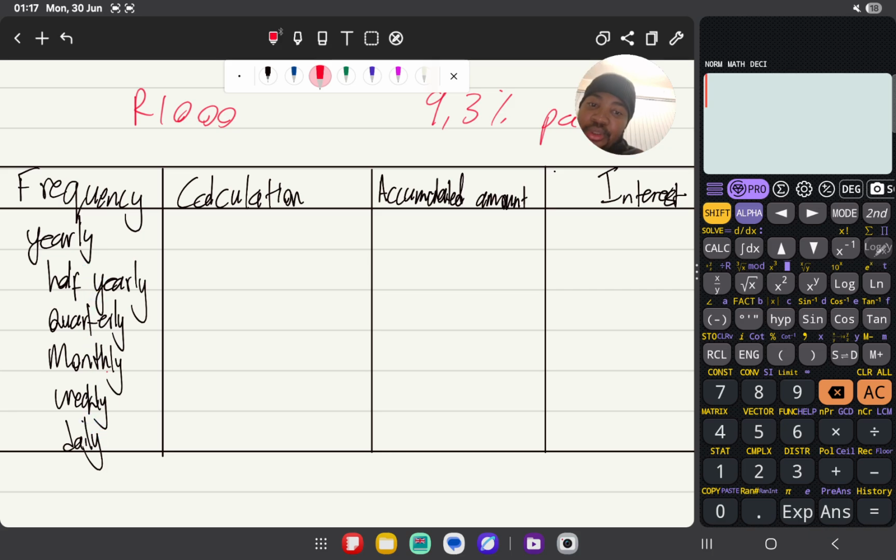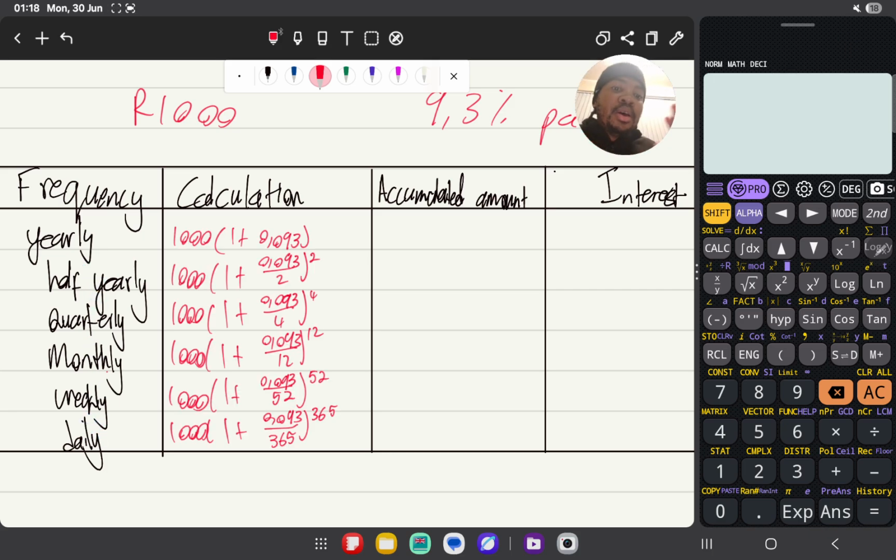So I'm going to quickly pause and fill it out. All right. This is how our calculation is going to be for all of these. You can see half yearly is 2, quarterly 4, monthly, and it goes like that. Then I'm going to pause the video again, put all these values in a calculator and write their answers here, so I don't make this video too long.